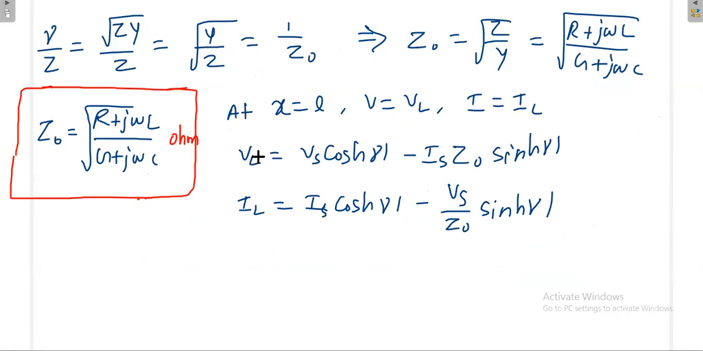Now you know what is VL and what is IL. This is the voltage exactly at the load, and this is the current at the load. Then what is the purpose of this equation? Once you know the voltage and current, you take the ratio of VL to IL, and then you know the load impedance.